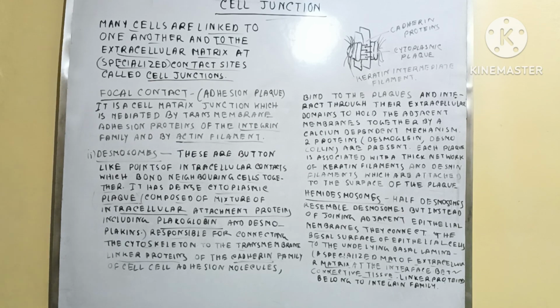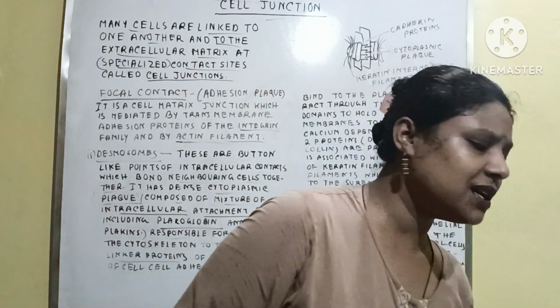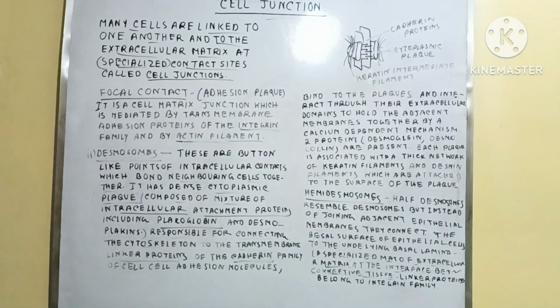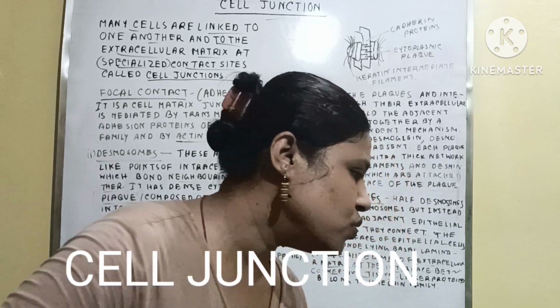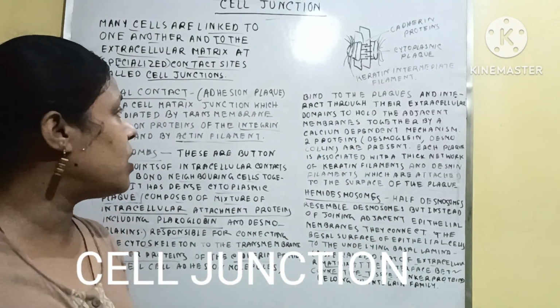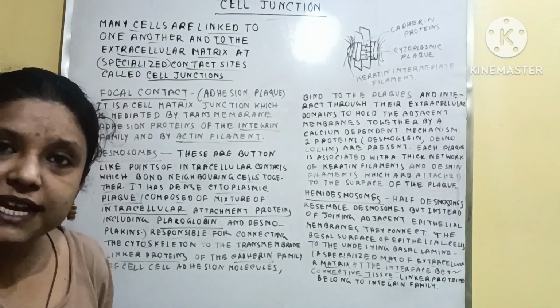So these are the kinds of junctions. The last junction that is important is known as the communicating junction. So I will try to explain it in my next video. Clear?